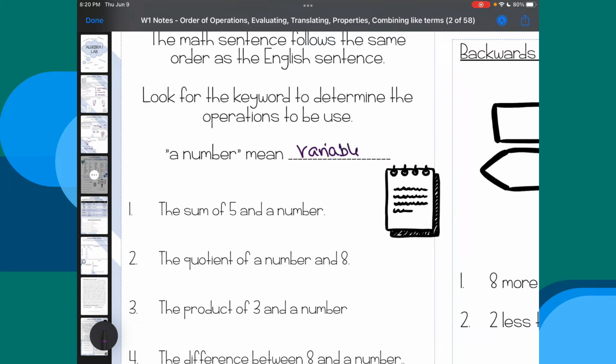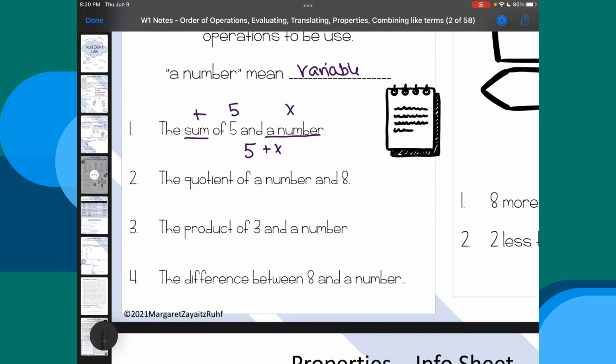So number 1, the sum, meaning addition, of 5 and a number. So I'm going to use x. So this just means that we have 5 plus x. Let's take a look at another one.